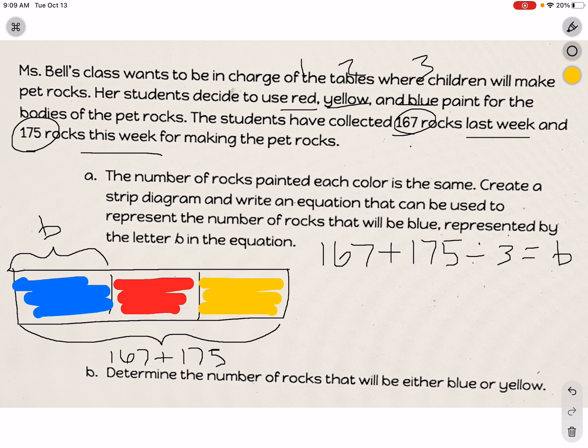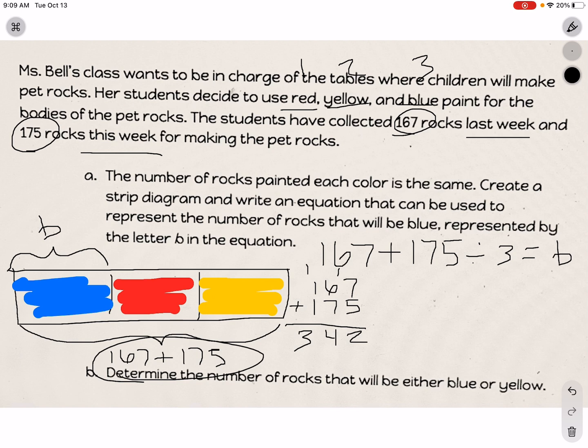To do that first, we have to figure out what 167 plus 175 is. This is their total number of rocks collected. So let's add those up. 167 plus 175. 7 plus 5 is 12. We're going to carry 1. 6 plus 7 is 13, plus 1 is 14 tens. We're going to put 4 tens down there and carry 100. And 1, 2, 3 hundreds, 342.